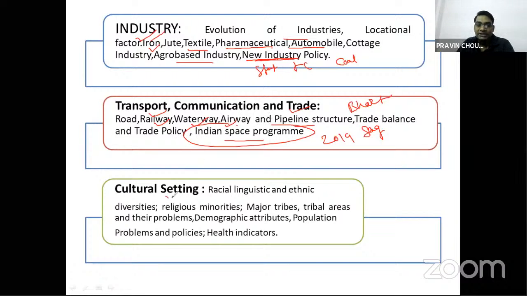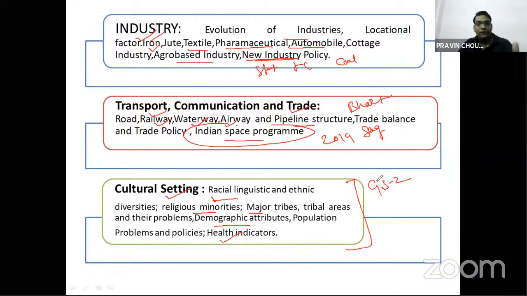Okay, cultural setting means now you have to study about human races like racial, linguistic, and ethnic diversity, religious minorities, major tribes, tribal areas, their problems, demographic attributes, population problem, policy, and health indicators. This is more or less similar to your GS paper 2, where you study issues related to health, education, and issues related to the vulnerable sections of our society, and what strategy the government is taking for the upliftment of these vulnerable sections of society. You will see this in the GS paper 2 mains syllabus, and in the cultural setting you will study it a little bit more broadly.